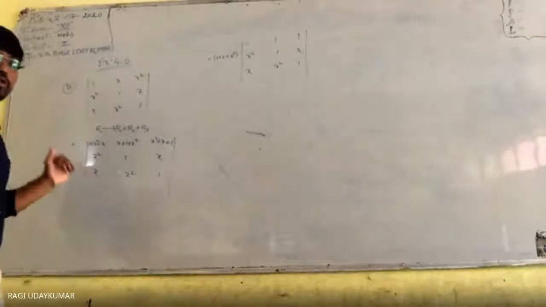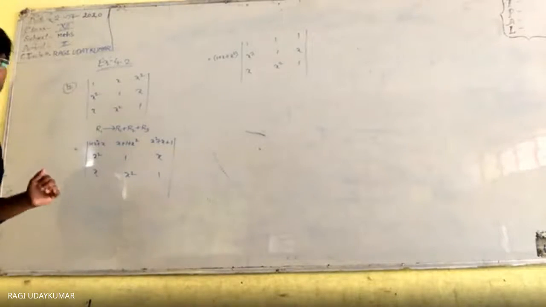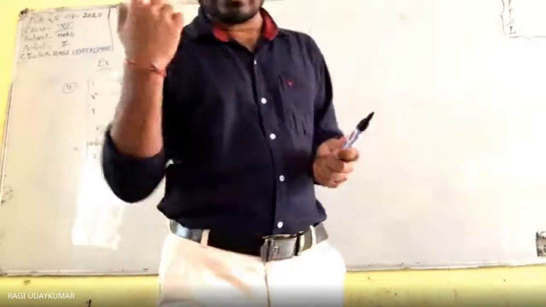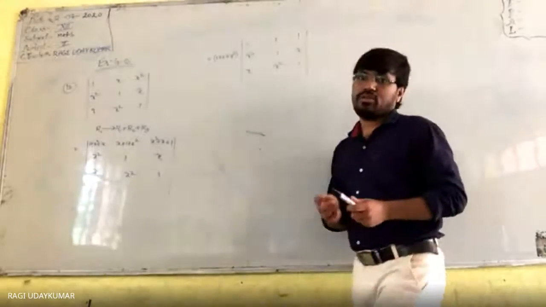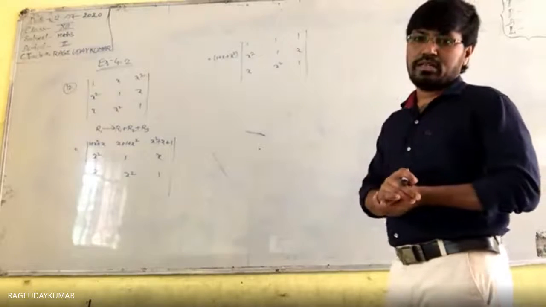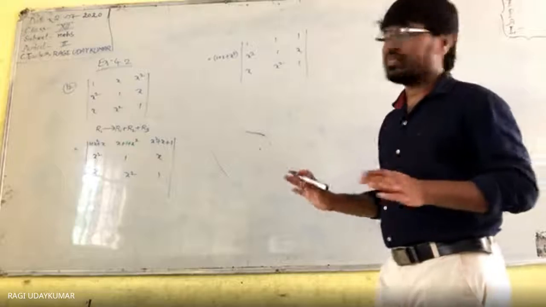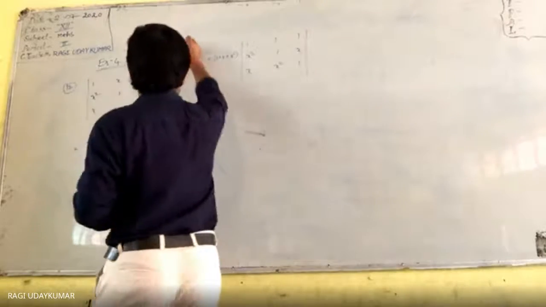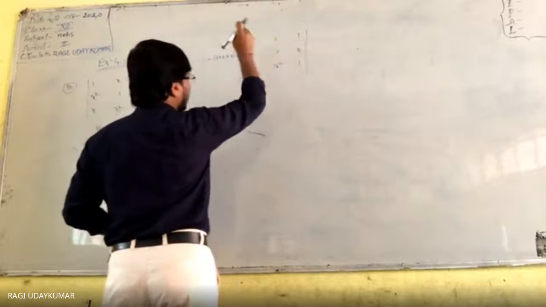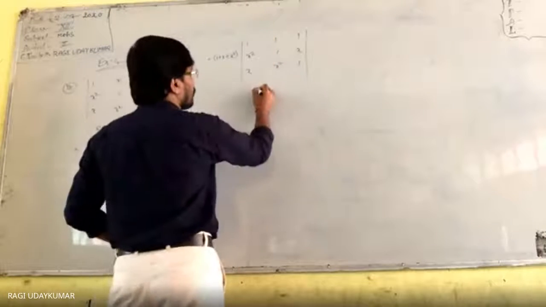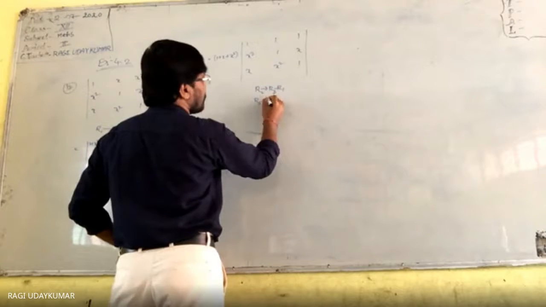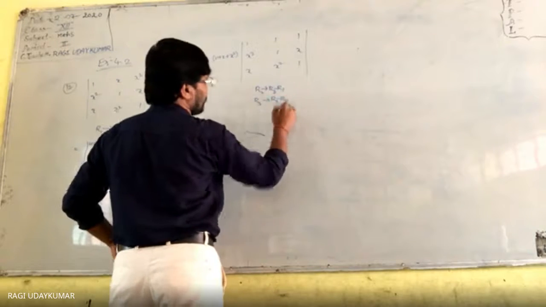Already I told you, see here, mostly problems will be in a similar manner. Little bit the variables and expressions may be different, and the numbers may be different. But mostly the problems will be in a similar manner. So what to do here? R2 minus R1, R3 minus R1. R2 tends to R2 minus R1, R3 tends to R3 minus R1.